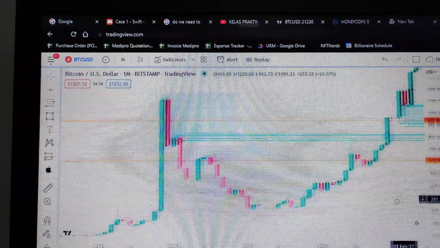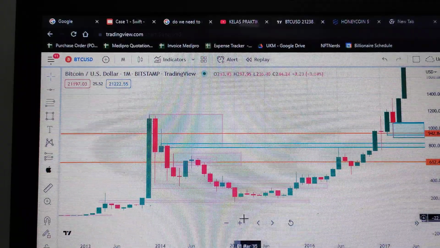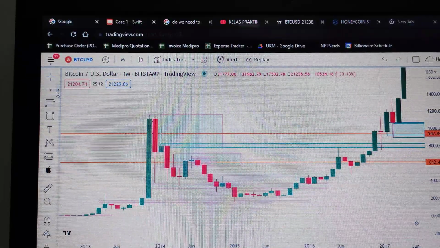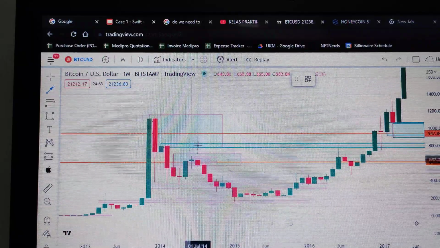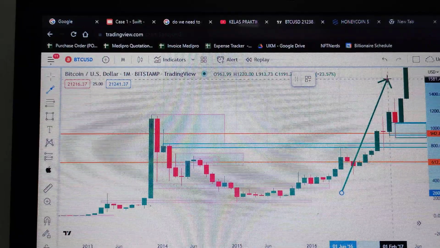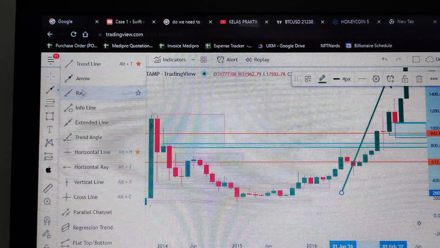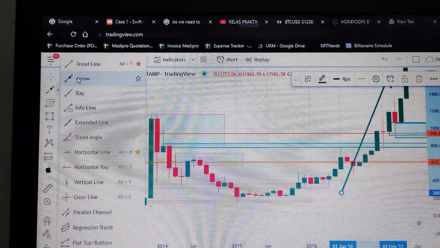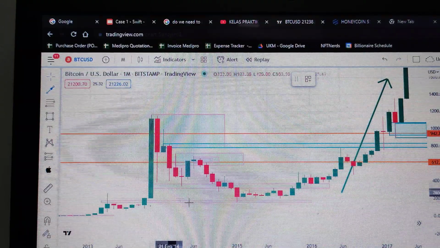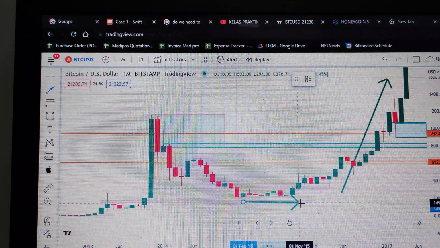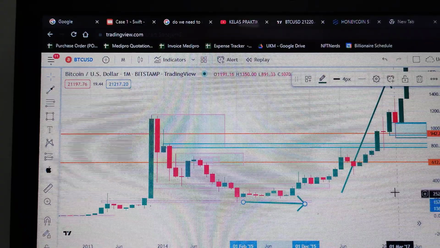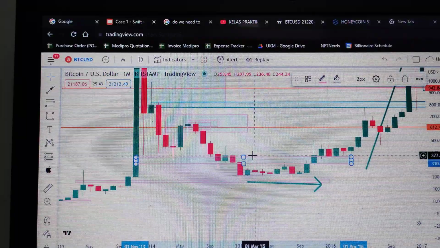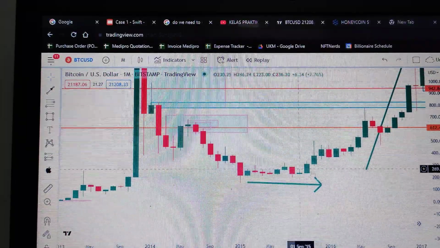So what to learn here from the history of Bitcoin is that before it changes direction and goes upwards again, what Bitcoin does is that Bitcoin goes in a sideways direction. Can you guys see? Sideways. Let me just remove all of this quickly.